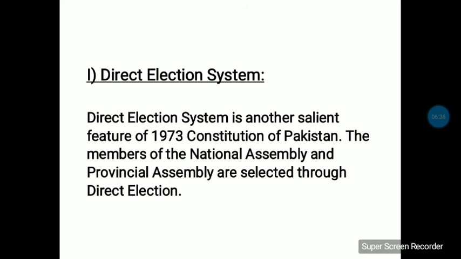Now the direct election system. The direct election system is another salient feature of the 1973 Constitution of Pakistan. The members of the National Assembly and Provincial Assemblies are selected through direct election.